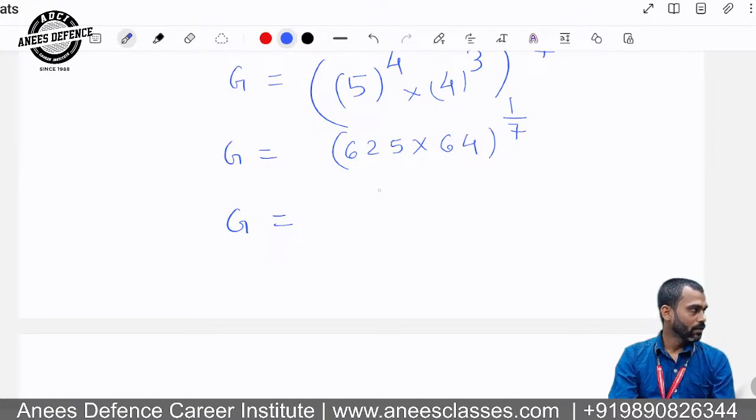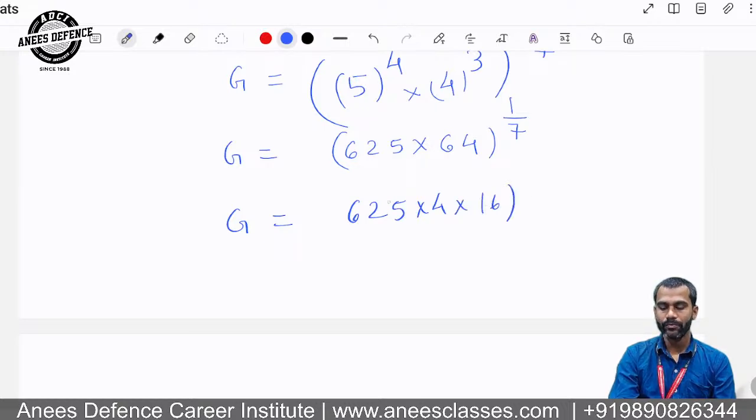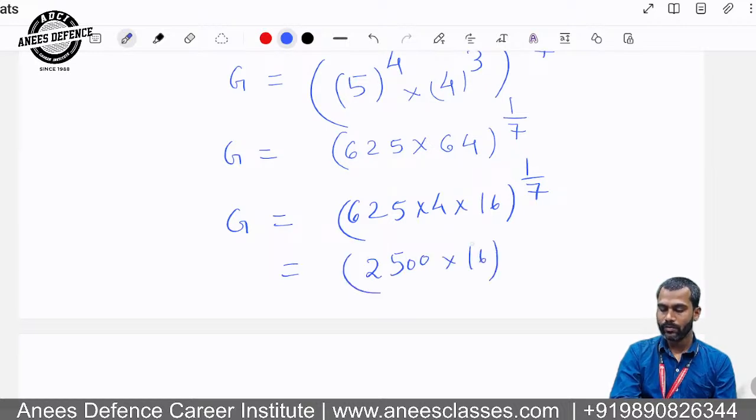Can I write 625 into 4 into 16? So this is nothing but 2500 into 16, raised to 1 by 7. Now it becomes easier, because you know the table of 16.